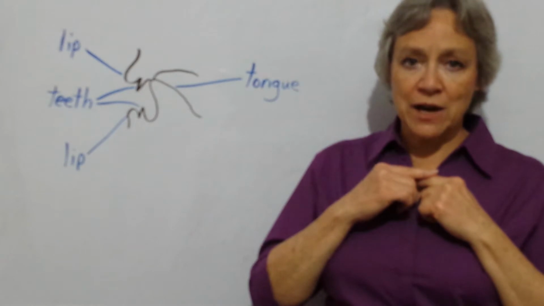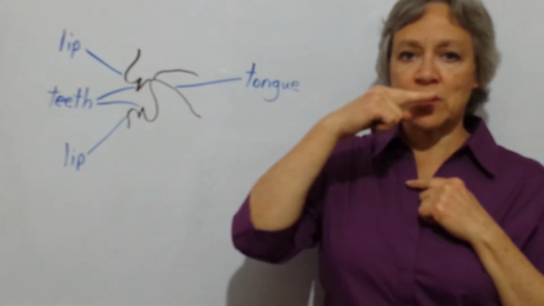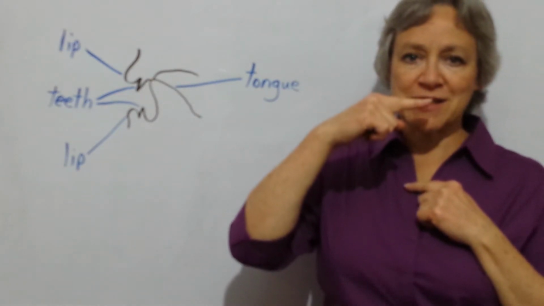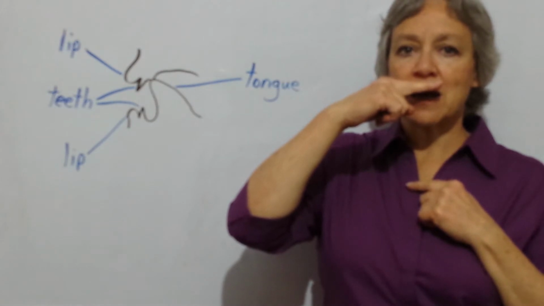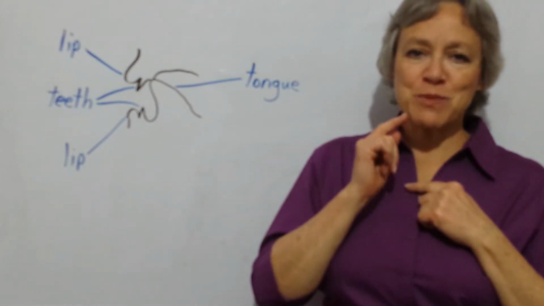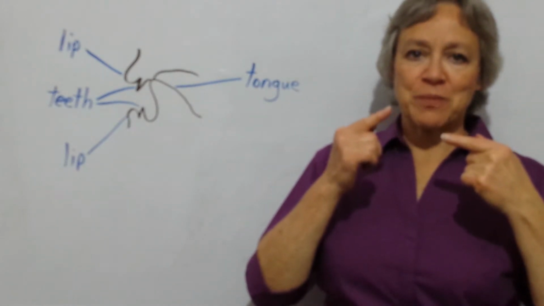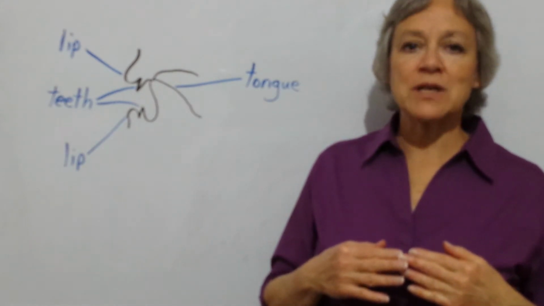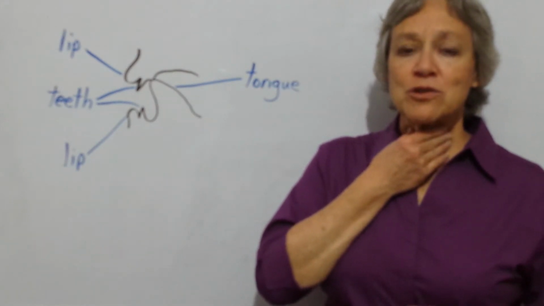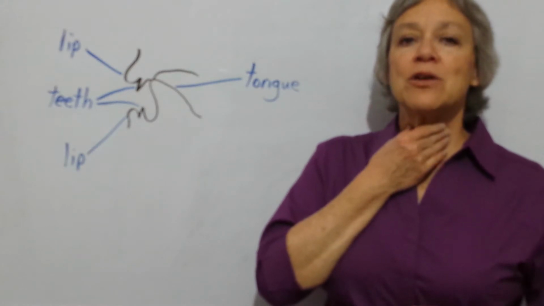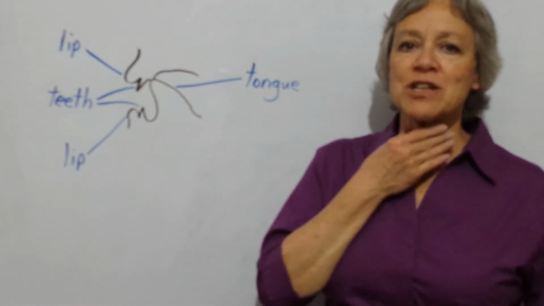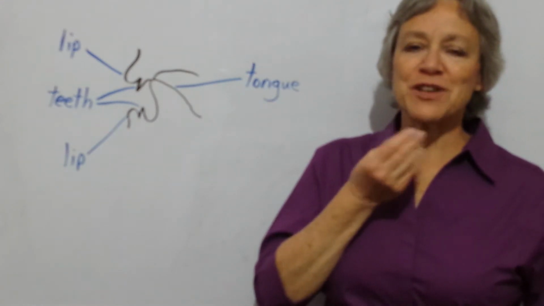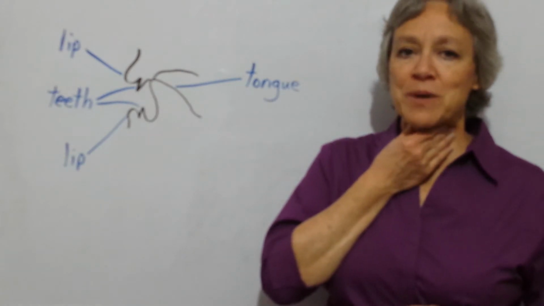You can feel the air coming out of your nose if you just put your finger below your nose while you make the sound. You should be able to feel a little bit of air coming out. This is a voiced sound. That means that our vocal cords vibrate when we make this sound. You should be able to feel that vibration if you put your fingers lightly against your throat while you make the sound.